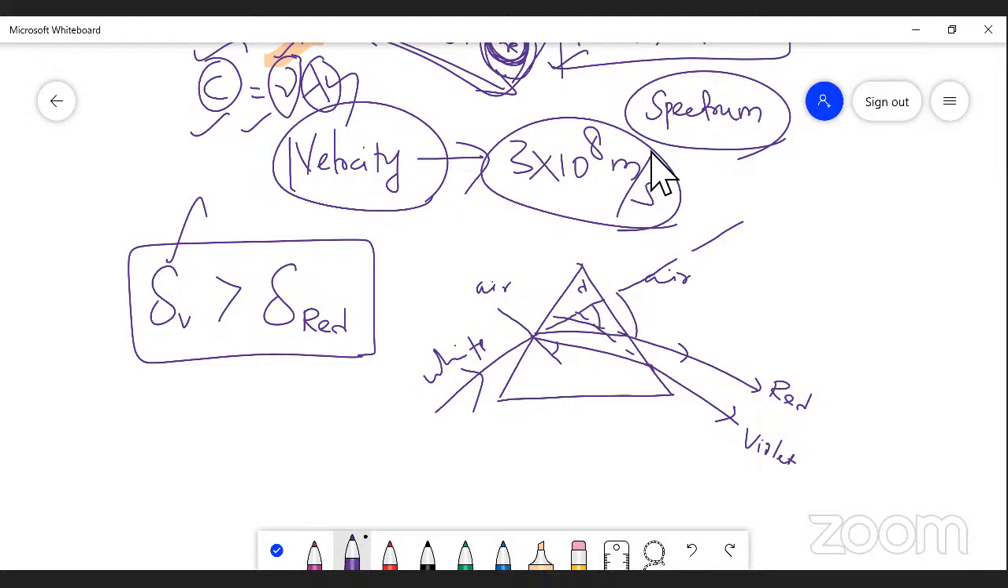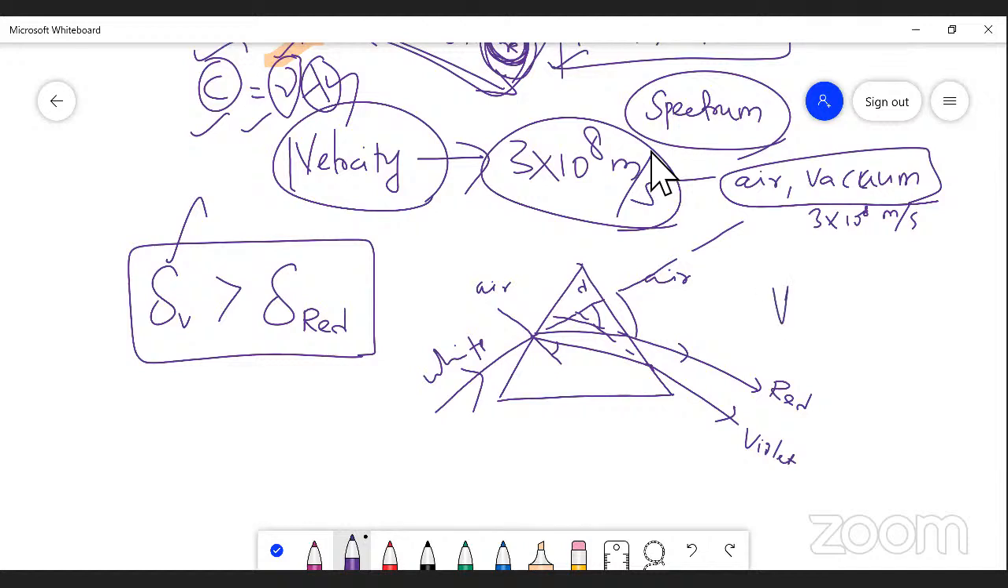Why? Because velocity also varies. The colors in air medium or vacuum travel at 3 into 10 power 8 meter per second. Light velocity does not change. All colors travel at the same velocity. It's no problem. But when entering a medium, the velocity is also changed. So which color has the maximum velocity? In a medium, red color has the maximum velocity. Velocity of red is greater than velocity of violet. The violet ray travels with a smaller velocity in a medium, but red has the maximum velocity. It is very important.